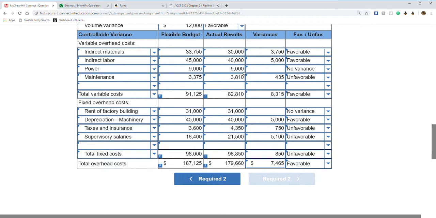So once we figure this out, you may have no variance between the actual results and from that. I mean, some you may have favorable and unfavorable. Again, with overhead, it's the exact opposite. So if the flexible budget is more than the actual, it is favorable. If it's less, like right here, it will be unfavorable.